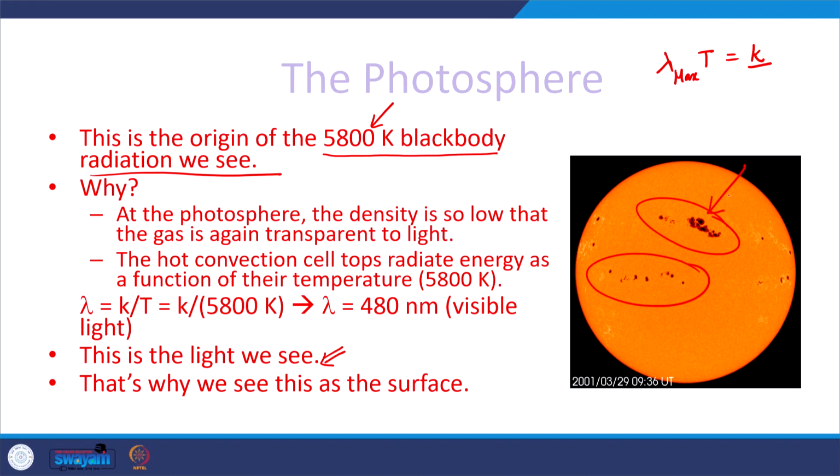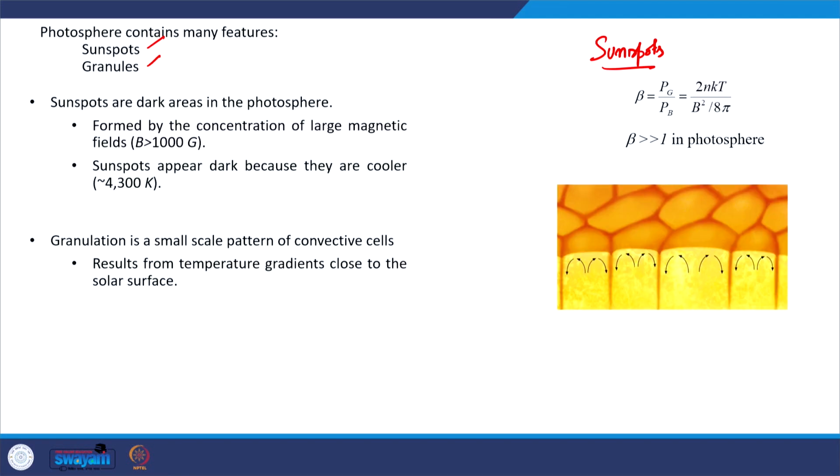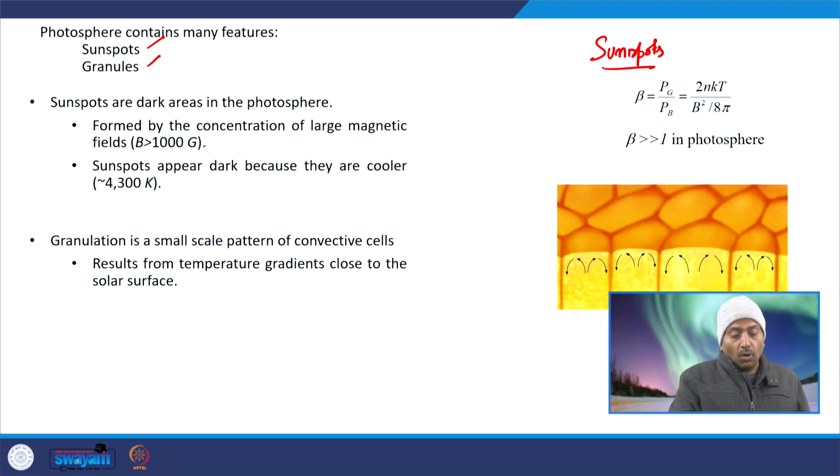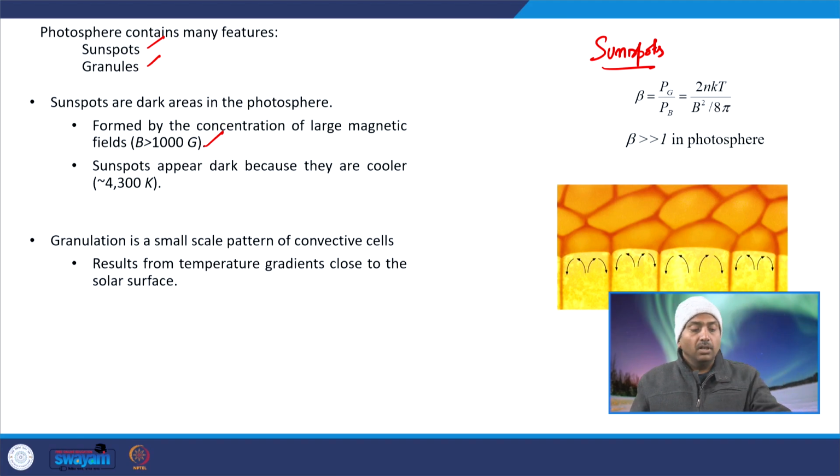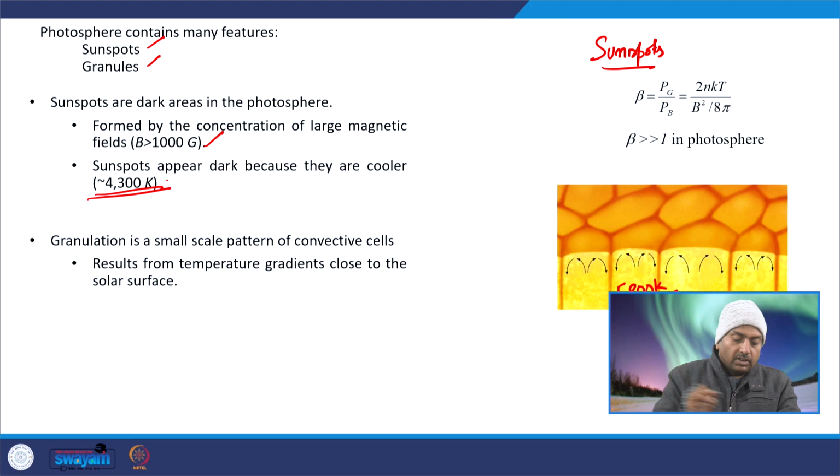They appear dark, and what are those? They are formed by the concentration of large magnetic fields greater than 1000 Gauss, and they appear dark because their temperature is cooler in comparison to the ambient temperature. So, if you put the ambient temperature at a reference of 5800 Kelvin, then the temperature of the dark spots that you see on the Sun will be of the order of 4300 Kelvin.